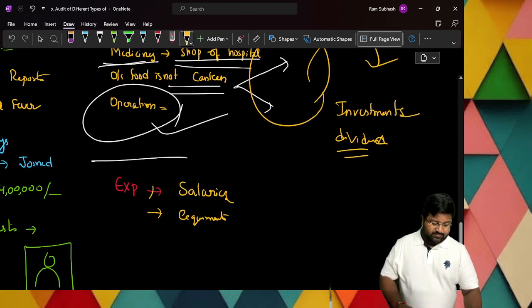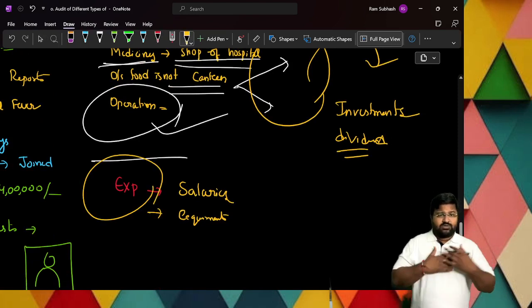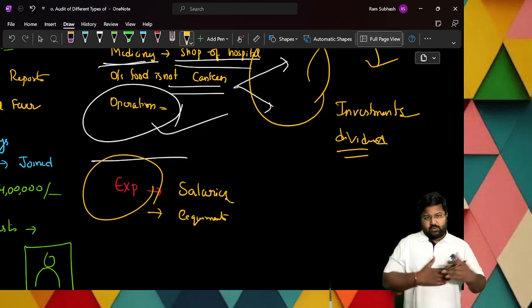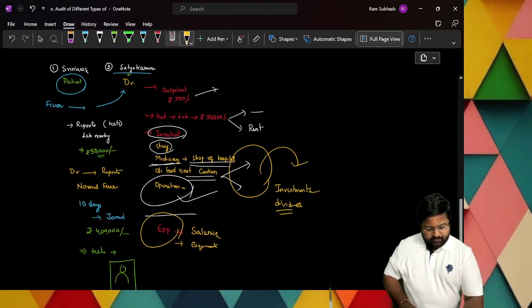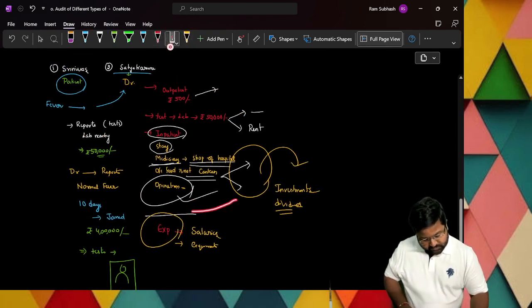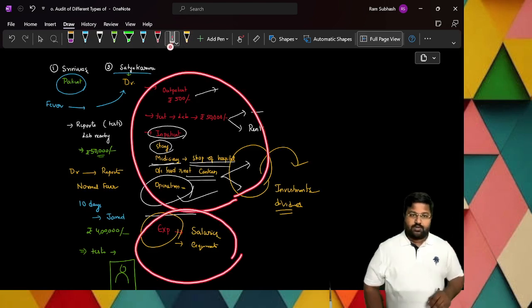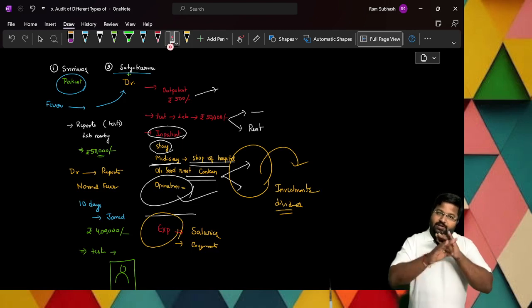In the case of expenditure, there can be capital expenditure. I am having huge income, so I will purchase some land and so on. So totally, these are the sources of income, and these are the sources of expenditure. If you are done with this, the audit is done.